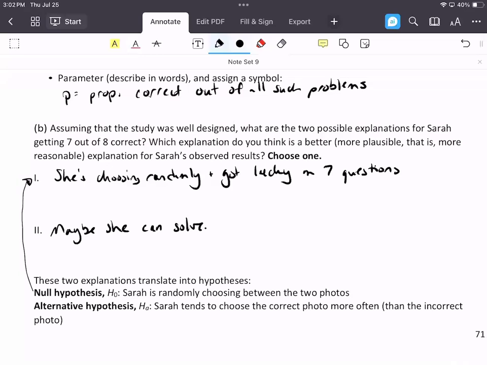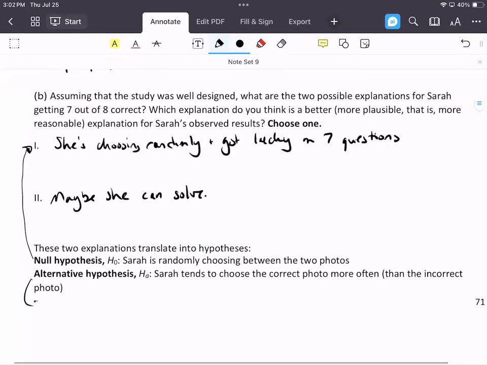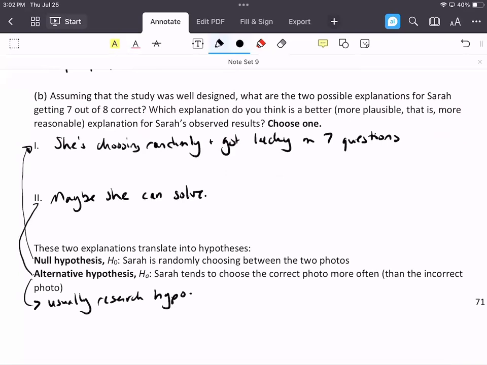Now, the alternate hypothesis, which is usually the research hypothesis, is H sub A. Sarah tends to choose the correct photo more often than the incorrect photo. So she actually is not just guessing, she's actually solving. Now, you're going to notice that these two never overlap. The null and the alternate hypothesis do not overlap ever.